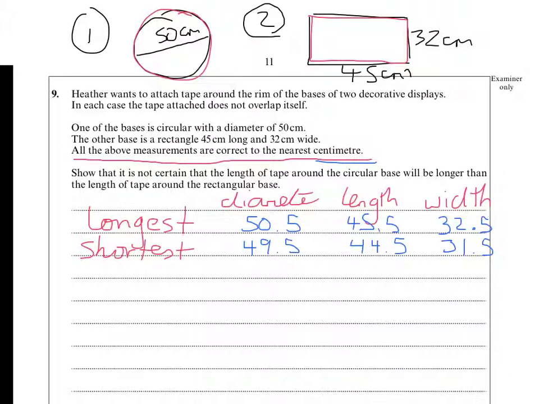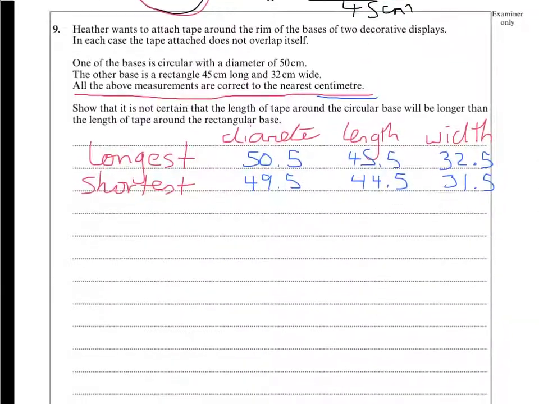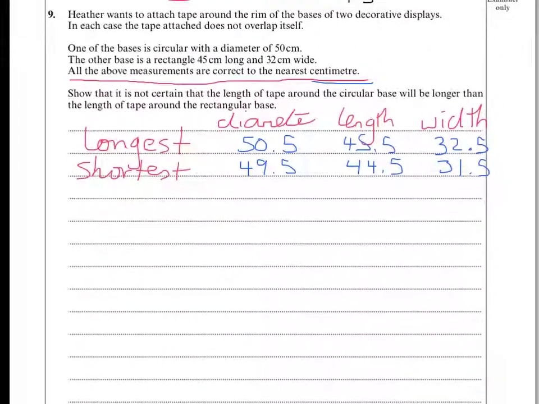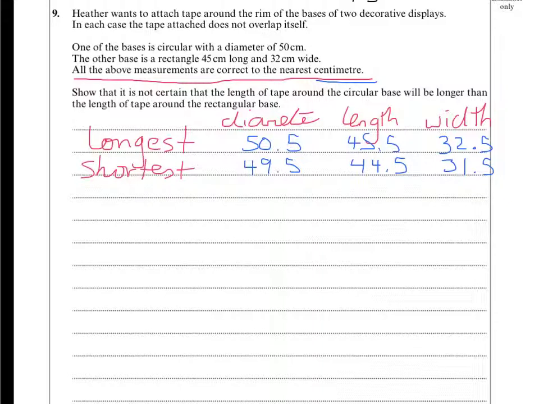So when it asks you then to show that it's not certain that the length of tape around the circular base will be longer than the length of tape around the rectangular base, then all we need to do is show that the shortest your circular base could be and the longest your rectangular base could be.